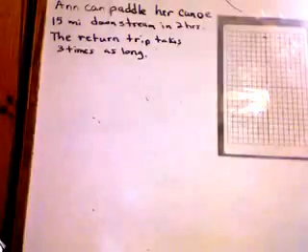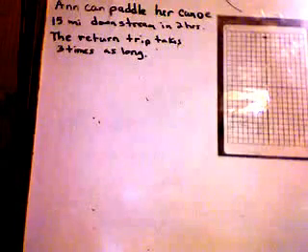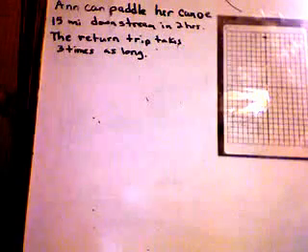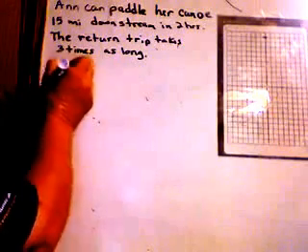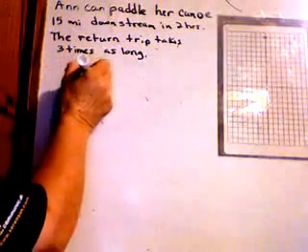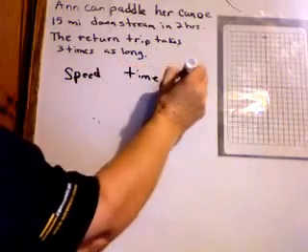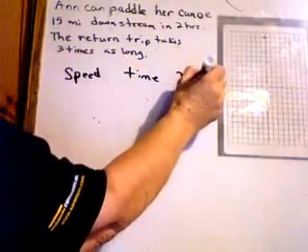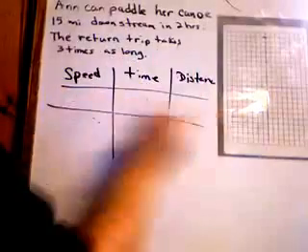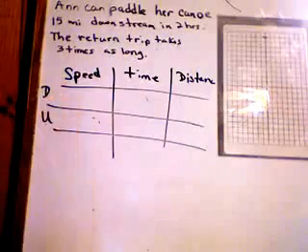All right, this next problem is a distance, rate, time problem. Anne can paddle her canoe 15 miles downstream in 2 hours. The return trip takes 3 times as long. So basically, you have to set up a chart talking about the information. So we have the speed, we have the time, and we have the distance. And two interesting situations here. We're going downstream and upstream.